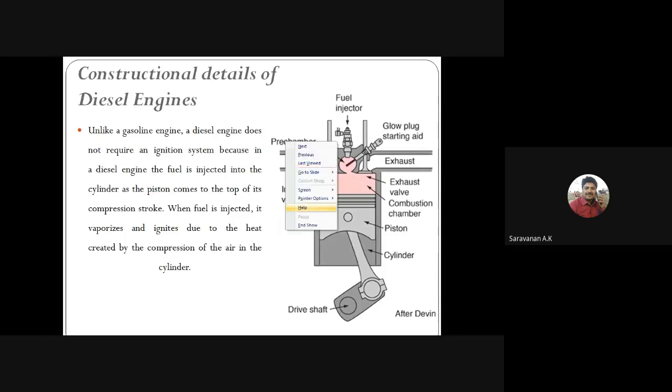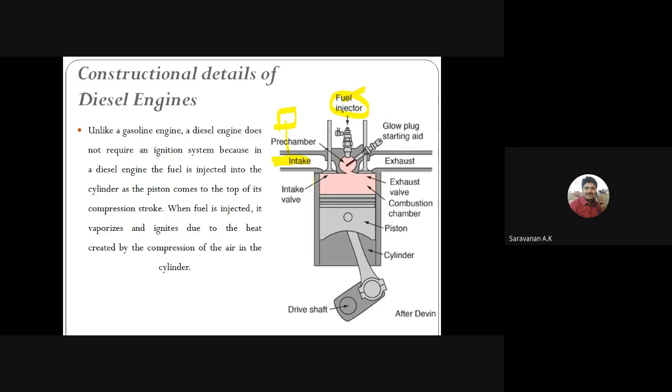So here you can see what the difference is. Instead of a spark plug we are using the fuel injector. The intake will be only air. For the petrol engines, the air and fuel mixture gets into the intake manifold, where the carburetor mixes the air and fuel and it is supplied to the engine cylinder. Then the spark plug will be there, but in the diesel engine it is not like that.